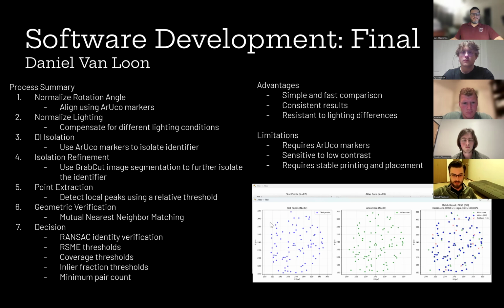Some of the limitations: it does require ArUco markers. Without them, it can't normalize orientation or isolate the DI. If the markers fail or sparkle extraction becomes unreliable, the matching cannot proceed. DI region extraction depends on accurate marker geometry. Misprints or misalignment reduce reliability.